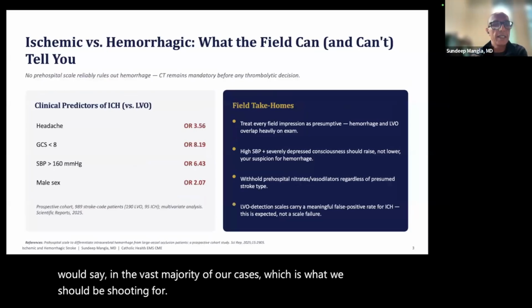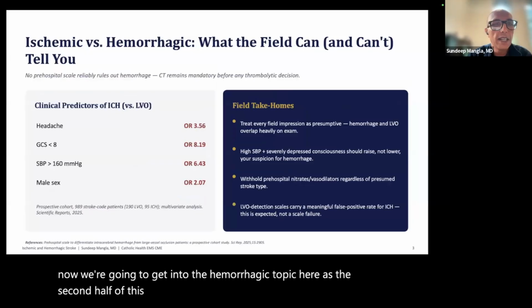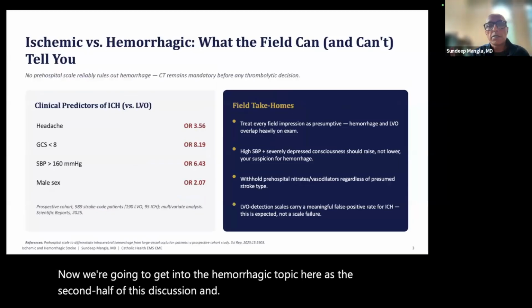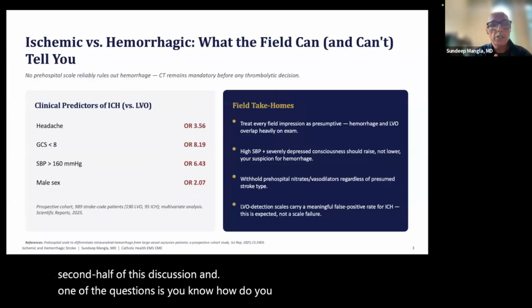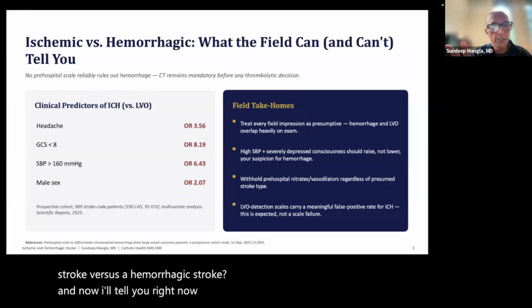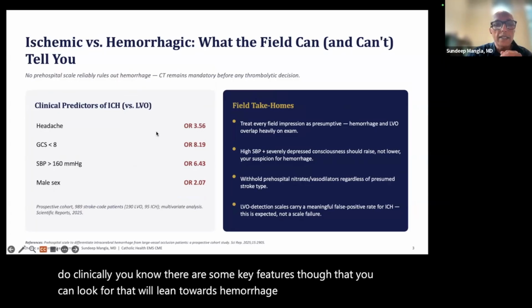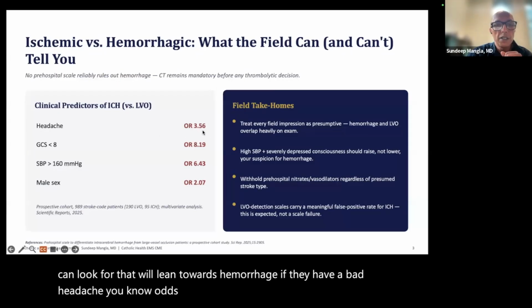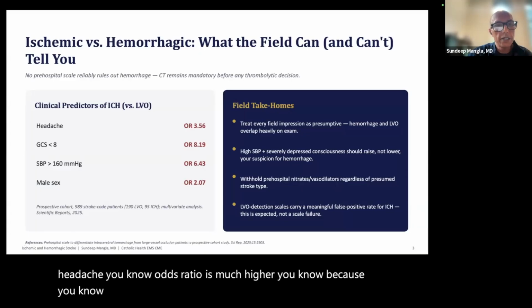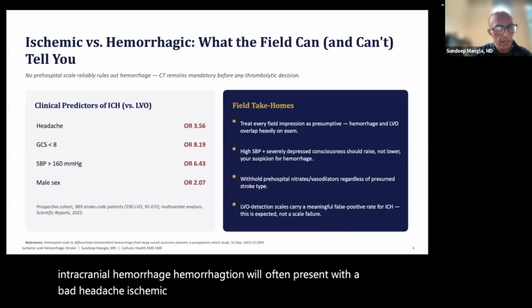Now, we're going to get into the hemorrhagic topic here as the second half of this discussion. One of the questions is, how do you tell an ischemic stroke versus a hemorrhagic stroke? And I'll tell you right now, this is a difficult job. This is very hard to do clinically. There are some key features, though, that you can look for that will lean towards hemorrhage. If they have a bad headache, the odds ratio is much higher, because subarachnoid hemorrhage, brain aneurysms, and major intracranial hemorrhage from hypertension will often present with a bad headache. Ischemic strokes are much less likely to have headaches.